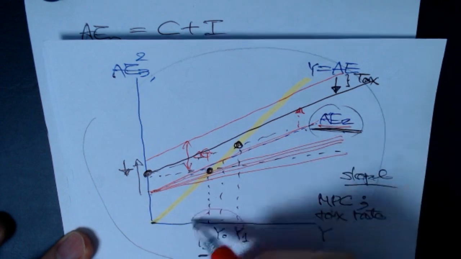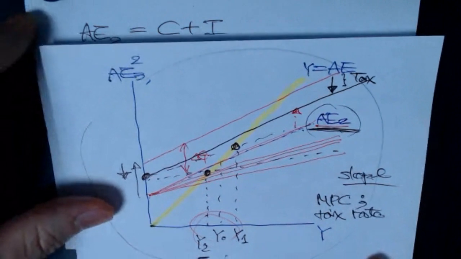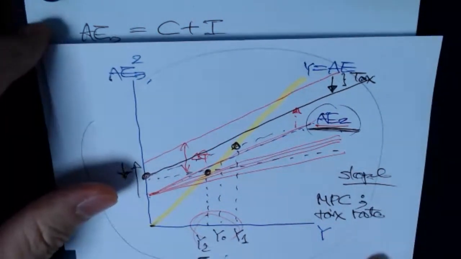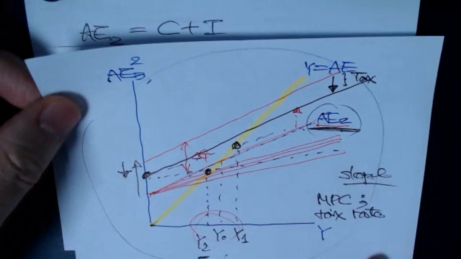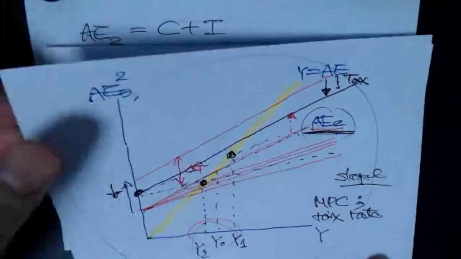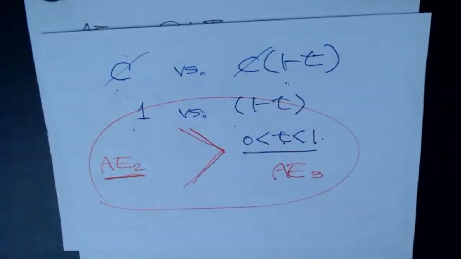So it always decreases national output and aggregate expenditure. That is the negative side of having government on the size of aggregate expenditure. Okay. Right. Any question up to this part?